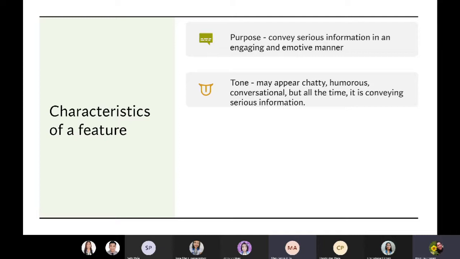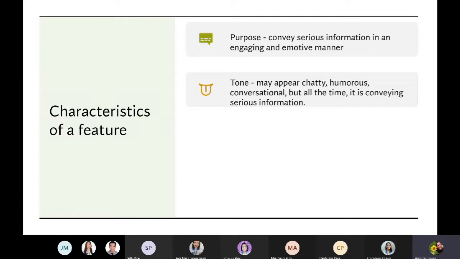Thank you, Ms. Alito. Yes, we are no longer in a conventional way of presenting information. According to Ms. Mary Grace, in a certain news, we are always having this serious tone. But for this feature writing, we can have chatty, humorous conversation, and it's like you're talking with your reader. But with news, it's not like that. It's formally, directly giving the information.